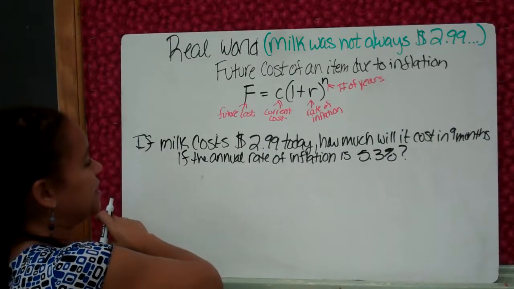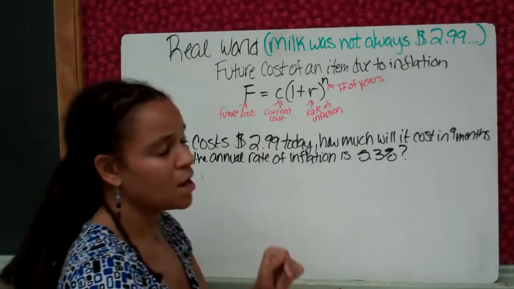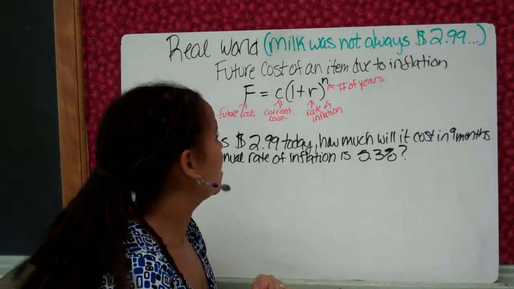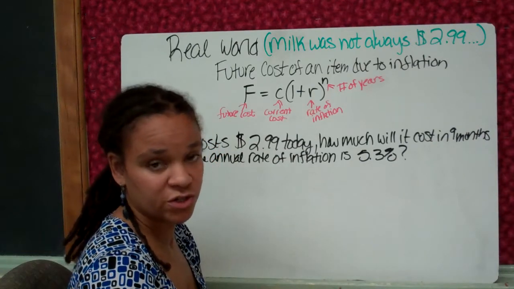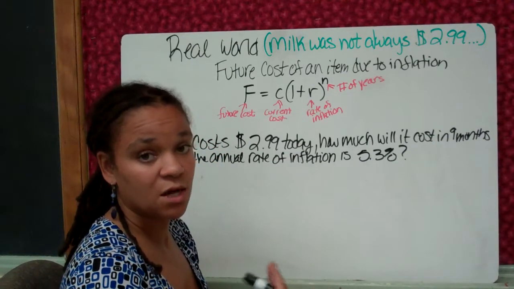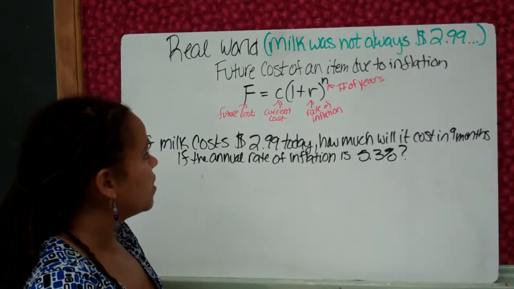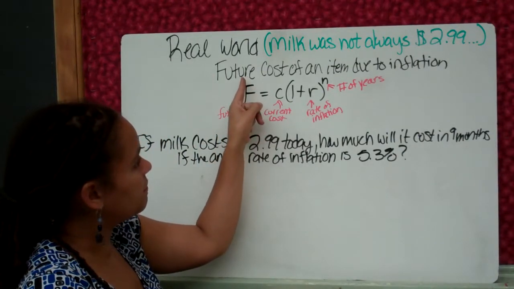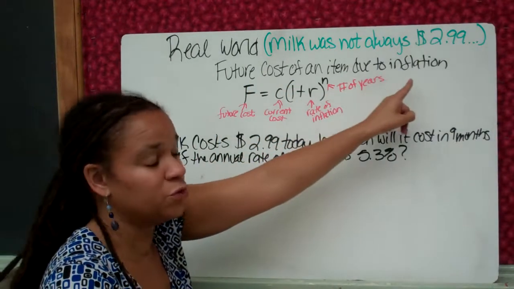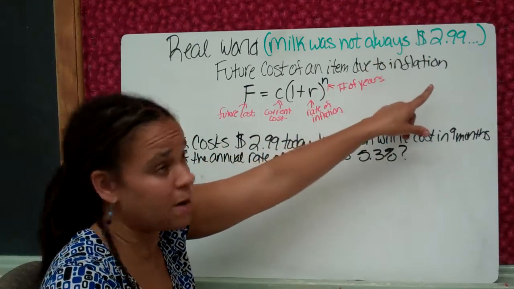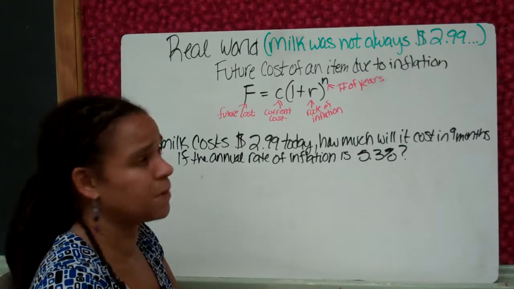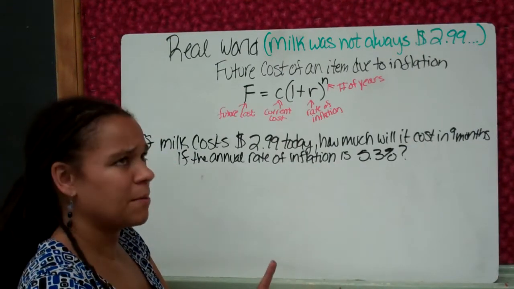Let's look at a real-world example real quick. Did you know that milk did not always cost $2.99? There's something that we have in our economy that's called inflation, and it means that the price of things goes up year after year. So here's a formula to help you figure out the future cost of an item due to inflation. Like when your parents or grandparents were growing up, milk was not $2.99. So it's probably like a quarter. Well, that might be great-grandparents.